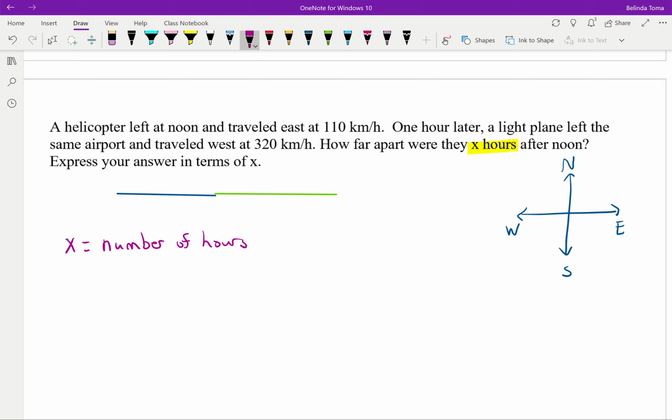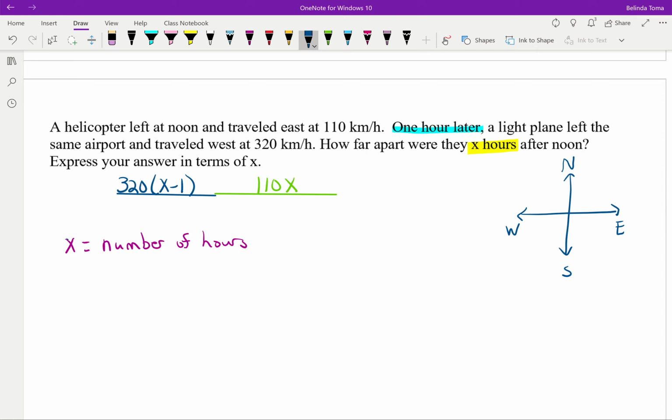So going east at 110 kilometers per hour, we could express the green portion as 110 times x. So the rate times the time. And then going west, they left 1 hour later. So the question is, how do we express that? Well, if the number of hours is x, 1 hour later means they're traveling 1 less hour than the eastbound. So we could express that as the rate, 320, times the quantity of x minus 1.